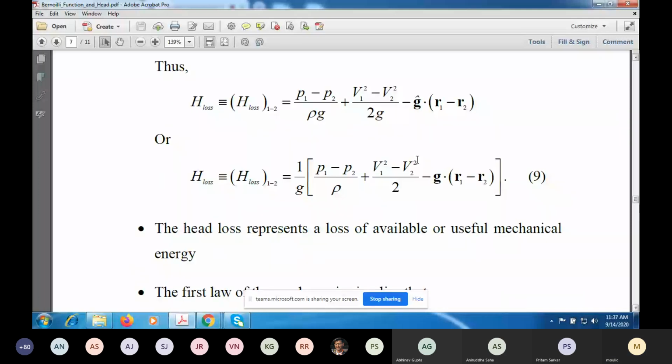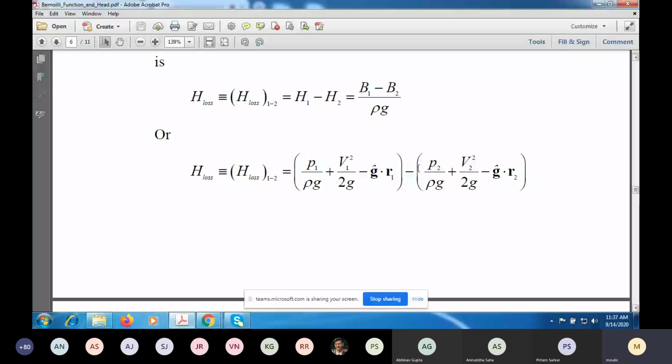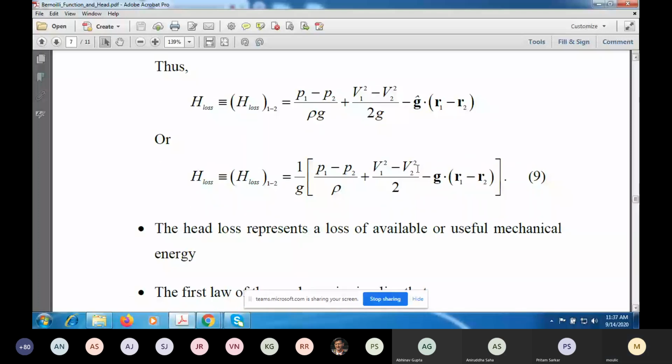Now, this head loss actually represents the loss of available or useful mechanical energy. So the sum of pressure, kinetic energy, and potential energy you can view as mechanical energy. And mechanical energy can be easily converted to work. The second law of thermodynamics will not put any restriction on that conversion of work.